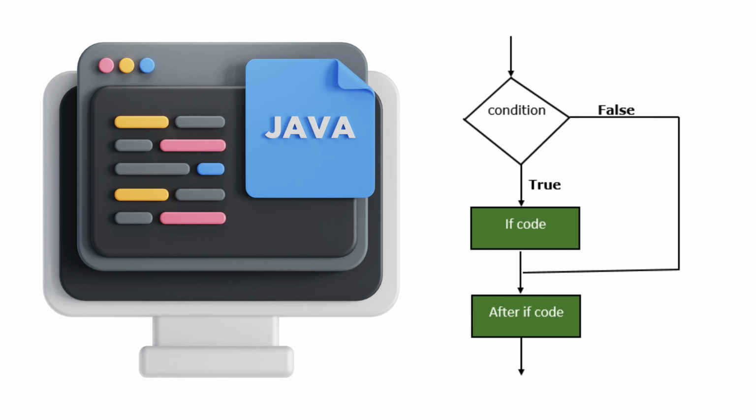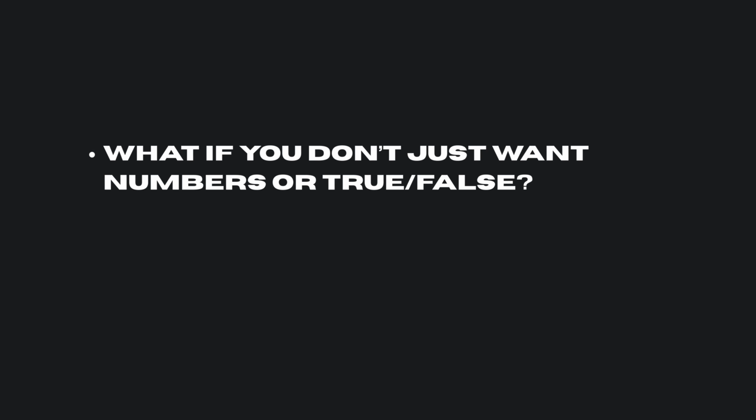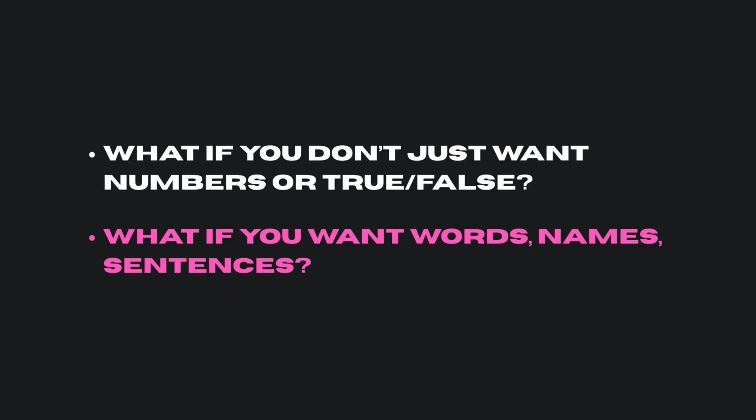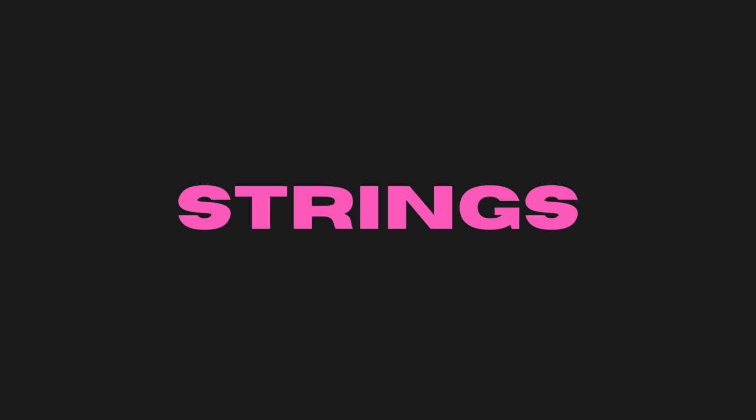Yesterday we taught Java how to make decisions with if else. But let me ask you this. What if you don't just want numbers or true or false? What if you want words, names, sentences? That's where strings come in.